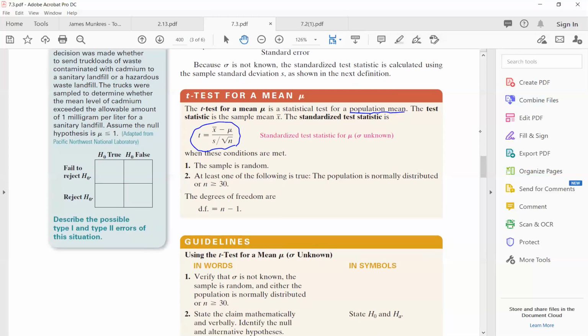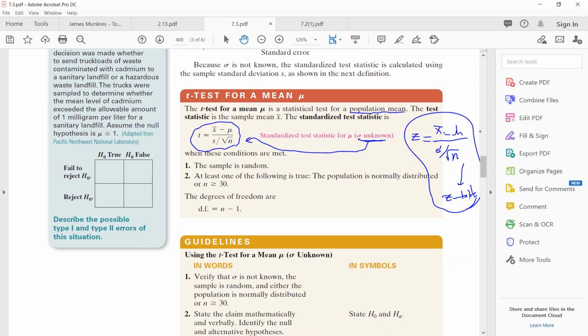Remember that if sigma is known, you have to use z-test: x bar minus mu divided by sigma over square root of n, then you use z table. If sigma is missing, if the population standard deviation is missing, you have to use your t-test along with t-table.